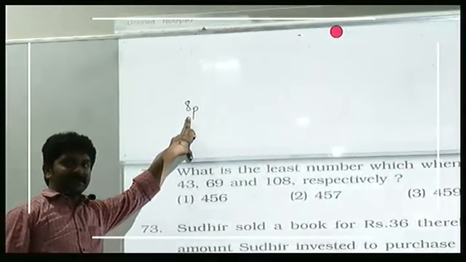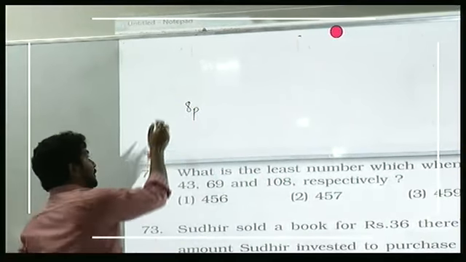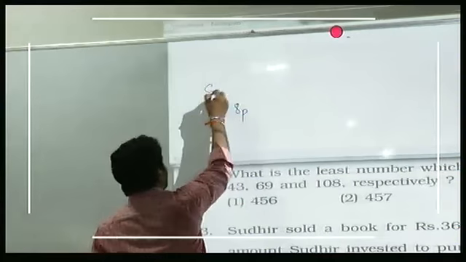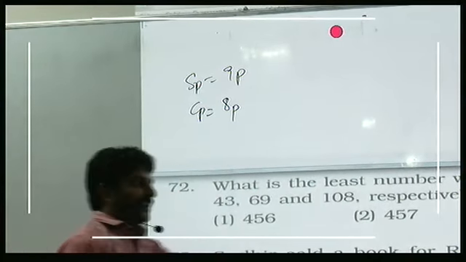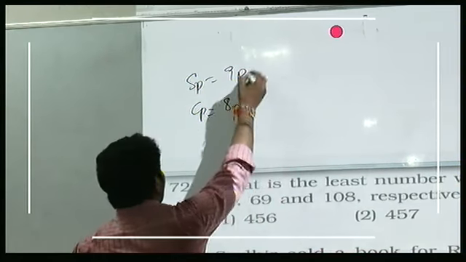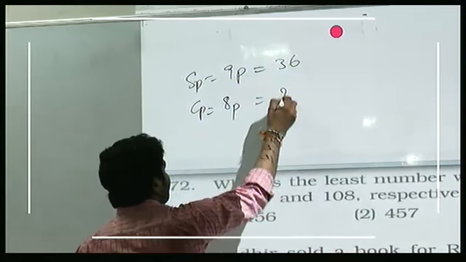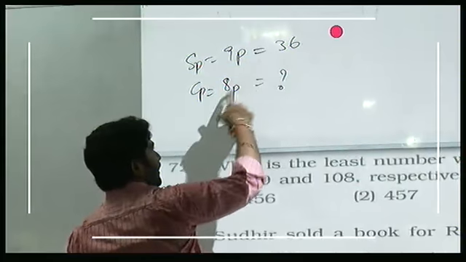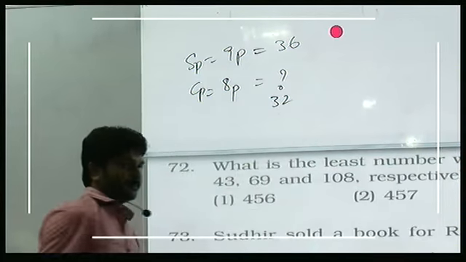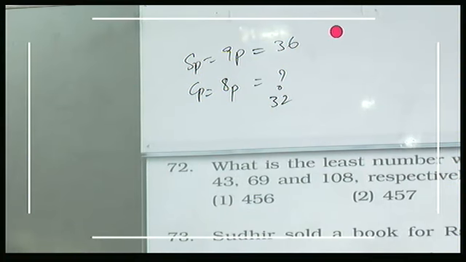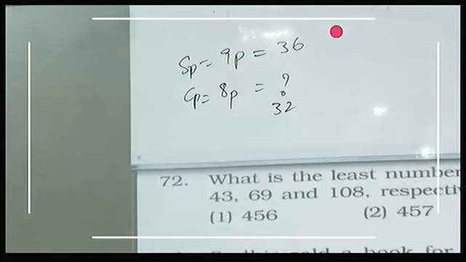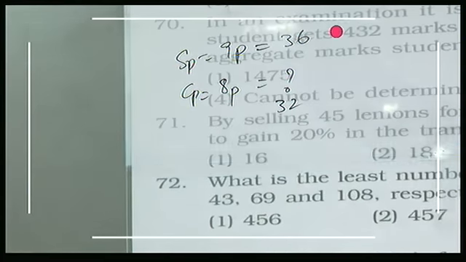1/8 profit on 8 parts is 1 part profit. So selling price should be equal to 9 parts. Yes or no? And selling price is 36. 9 parts is 36. 8 parts is how much? 9 fours are 36, 8 fours are 32. Cost price is 32. Fourth option. Next.